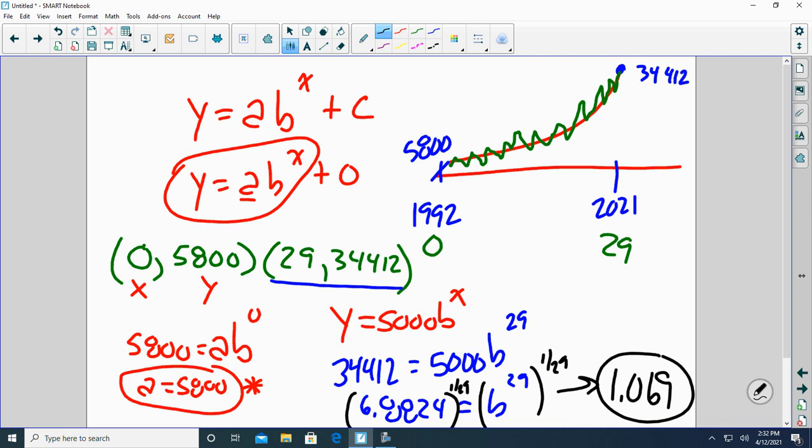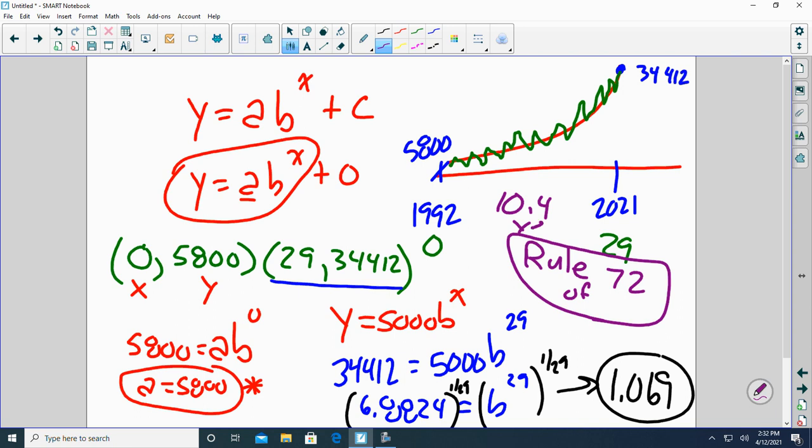Okay? Now, there's a rule that I haven't talked about, and I'll tell you a little bit about. This rule is the most important rule. It's called the rule of 72. The rule of 72 is basically how long it would take for your money on an investment to double. So you're going to go 72 divided by 6.9. And that comes out to, in this case, 10.4 years.